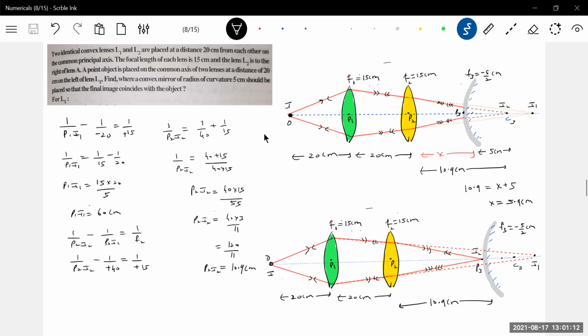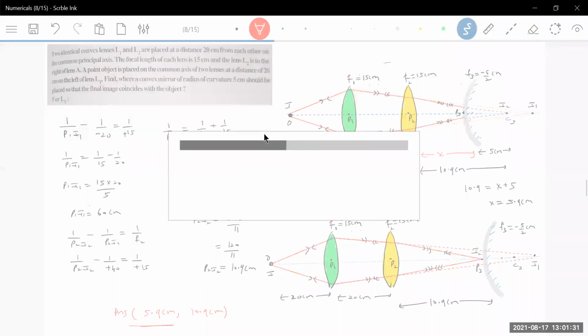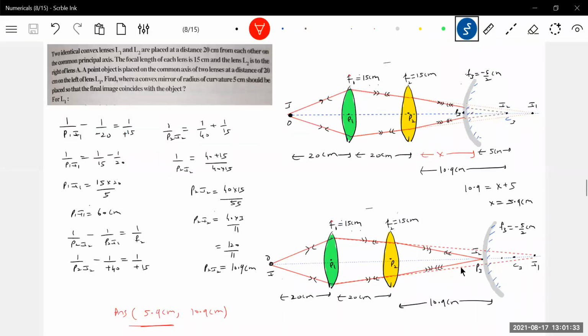Okay, two answers are okay for us. One answer is 5.9. The other answer will be 10.9 centimeter. We'll stop the class here.